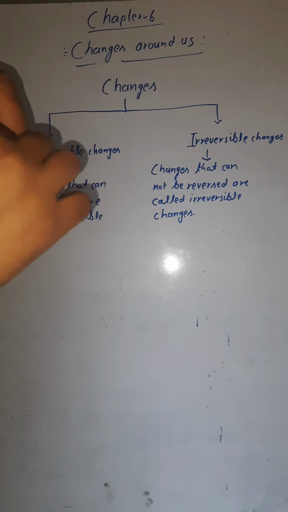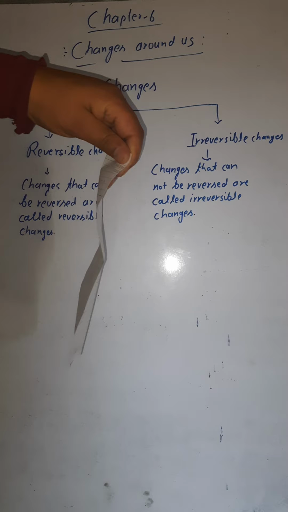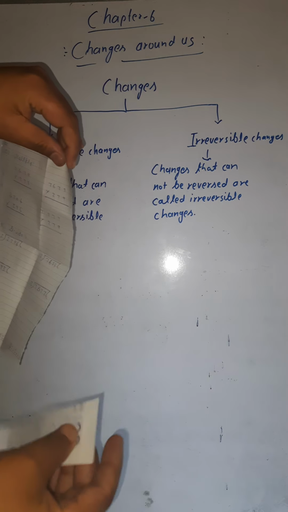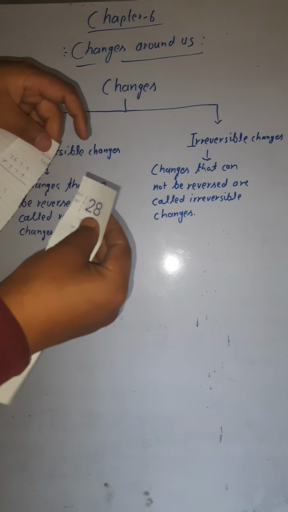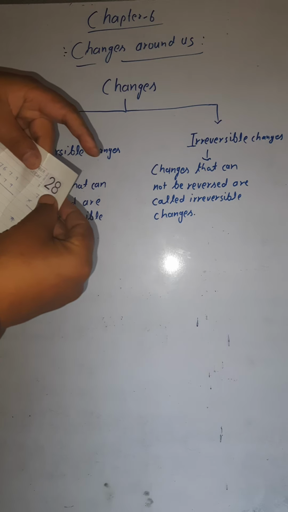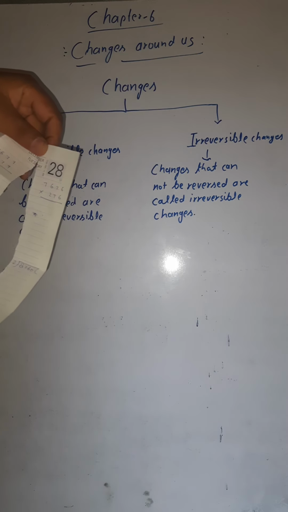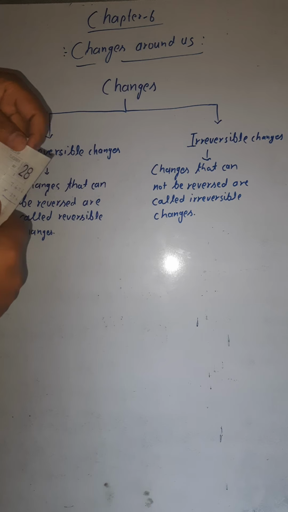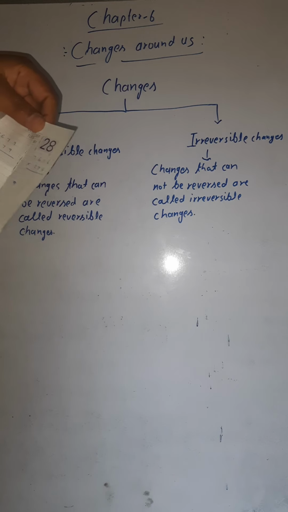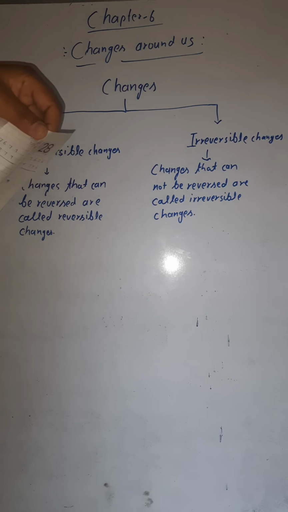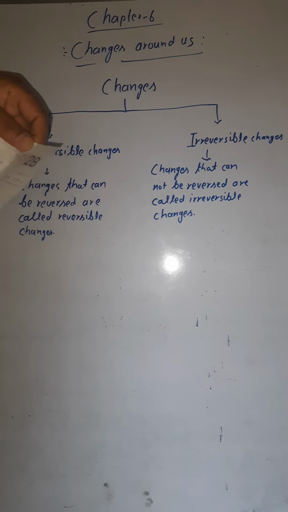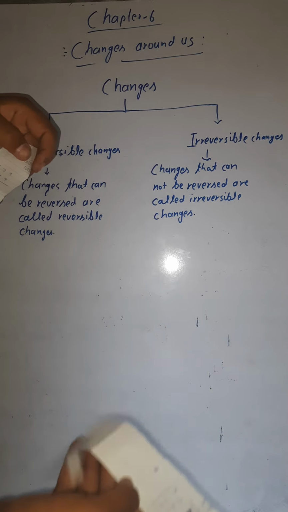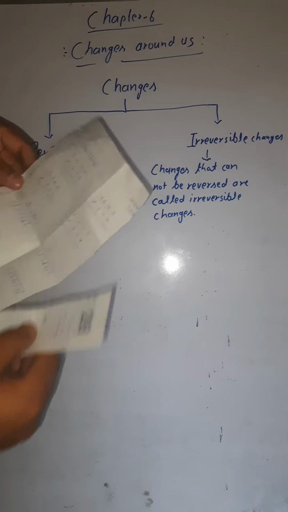Suppose this is the piece of paper. Now once you tear it, there is no way it can be brought back into its original shape. Now you cannot stick it back, and the paper will not remain the same as it was earlier. So tearing of paper, or the burning of paper, is an irreversible change.